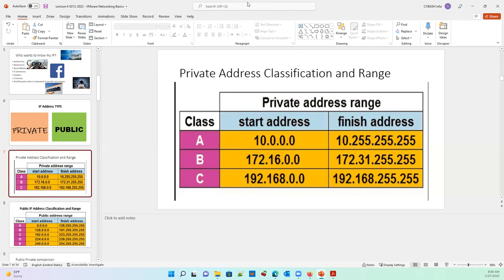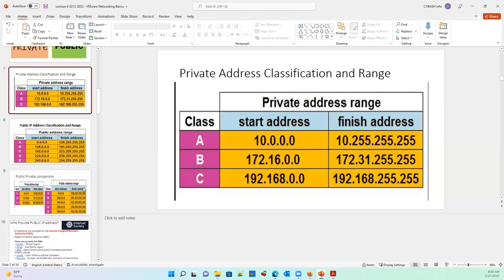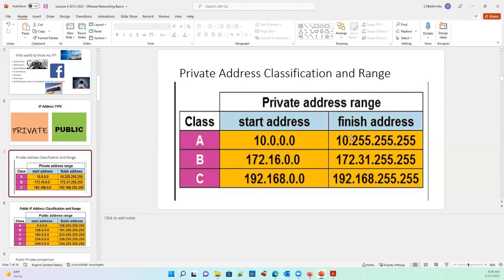Let me show you. I have some explanation here. Just understand that this is the private IP address range. It doesn't go on the internet. If you have one of those IP addresses, you cannot communicate with the internet, because the way it's designed, the routers are configured not to route those. It's a standard. So this is not routed on the internet.